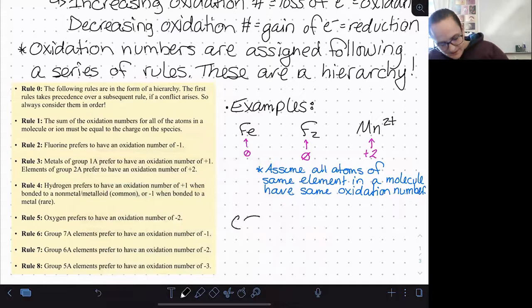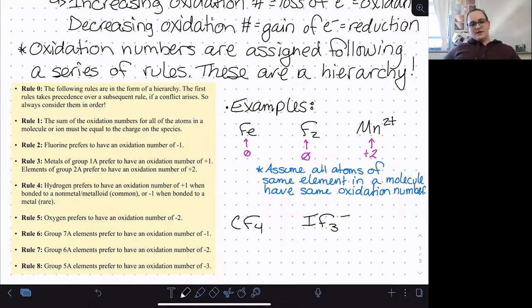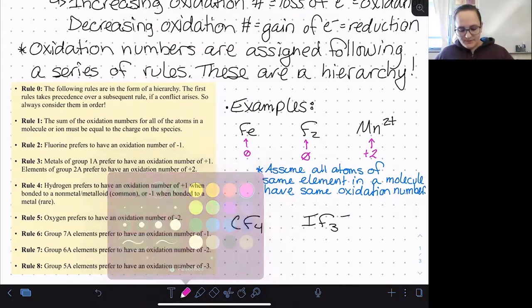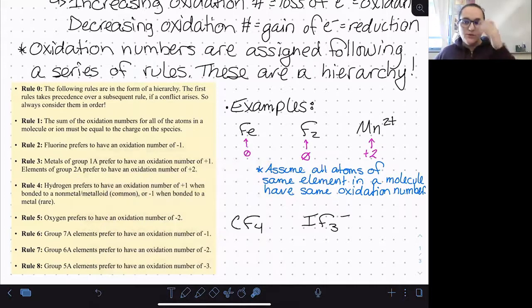So next up, CF4 and IF3-. For these, we have to figure out for each different element what its oxidation number is going to be. So we want to check and see, do any of these elements have a preference? For our first example here, we have carbon and we have fluorine. Carbon is nowhere to be found in our list of preferences, but fluorine is rule 2. Since carbon doesn't have a preference, fluorine gets its way.